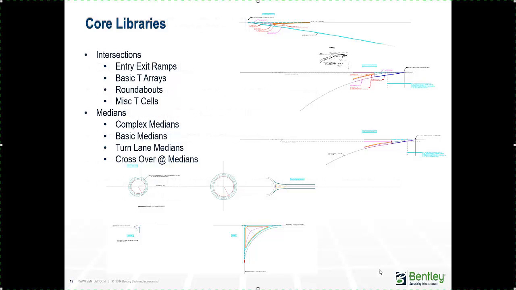The cell libraries we're providing with Select Series 4 include an intersection library, which includes multiple entry and exit ramps, basic T arrays, roundabouts, and miscellaneous T cells. Also a library providing for medians, complex medians, basic medians, turn lane medians, and crossovers at median designs.